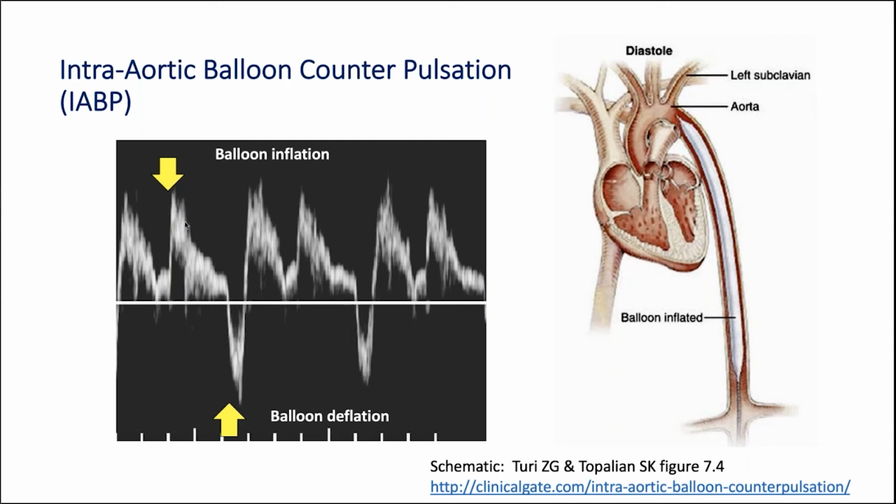diastole. So diastole continues through here. Just before systole, the balloon deflates, opening up space in the aorta and actually sucking blood into that space, producing reverse flow. Then the normal ejection, balloon inflation with a second pulse, balloon deflation, and so on.